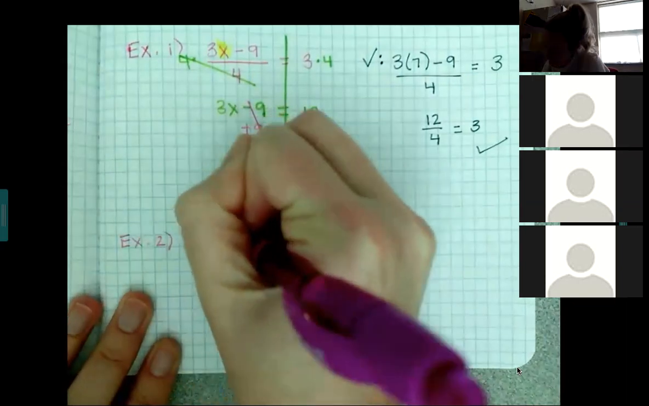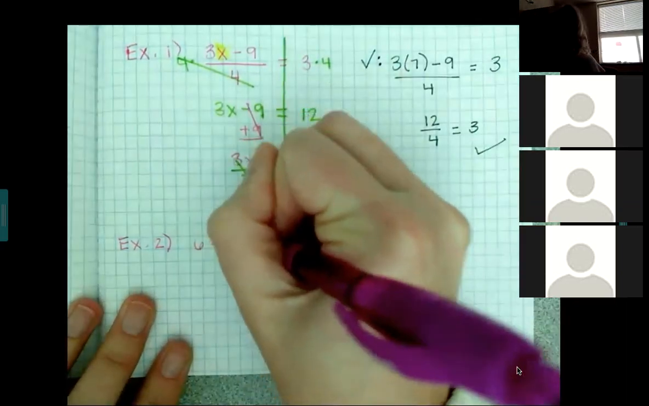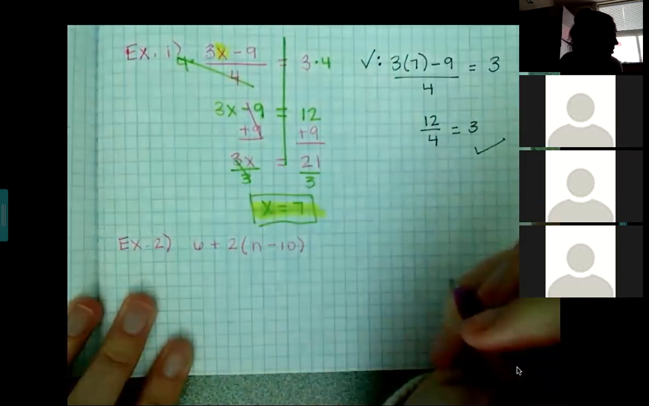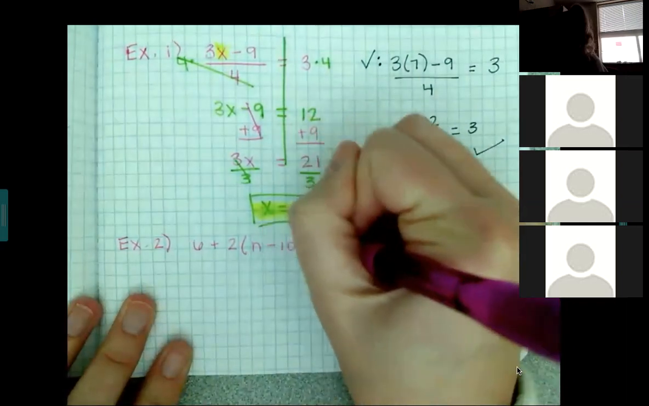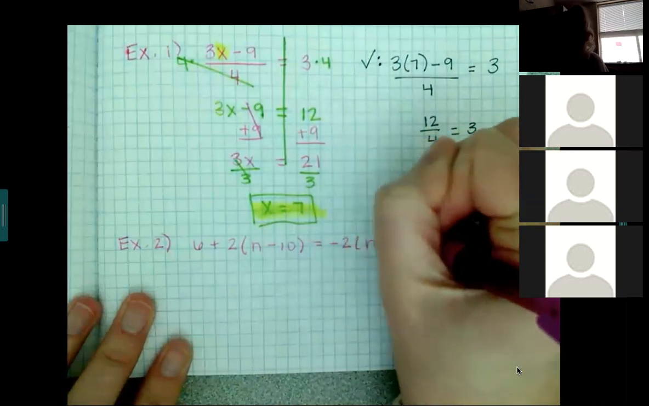6 plus 2. I'm going to use a different letter. N minus 10 equals negative 2 n minus 3.